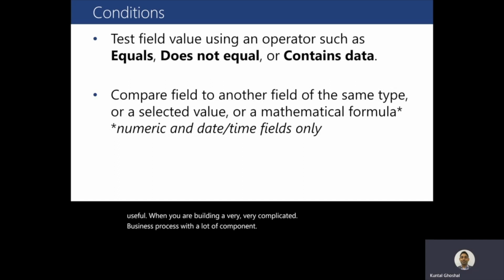So these are some of the conditions and operators that are available on the business rule, like equals, doesn't equal, or contains data. And again, there are ways to compare a field to another field of the same type or a selected value or a mathematical formula if your field is a type of numeric or date time field.